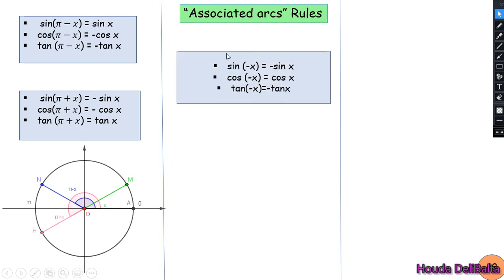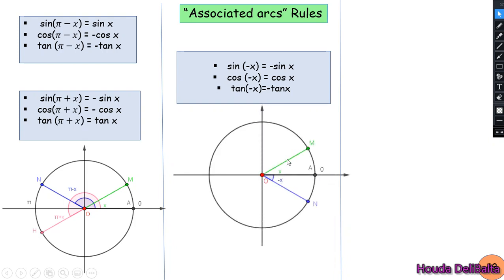Now these are rules for opposite arcs. So sine of minus x is minus sine x, because minus x is in quadrant 4. Then the sine is negative, the cosine is positive, and the tangent is negative as well. And here is the circle. Here is x as you see, and here is minus x in quadrant 4.